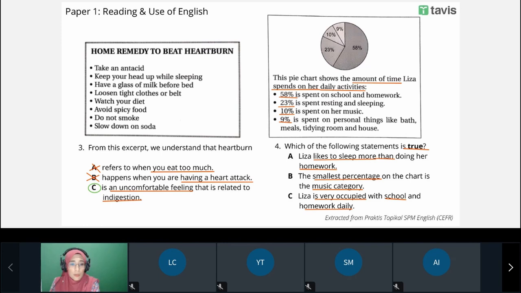All right. So we have four figures here. We have four numbers. We have four percentages. So we'll see. A says Lisa likes to sleep more than doing her homework. Sleep more than doing her homework. What's the percentage here? What's the percentage here?